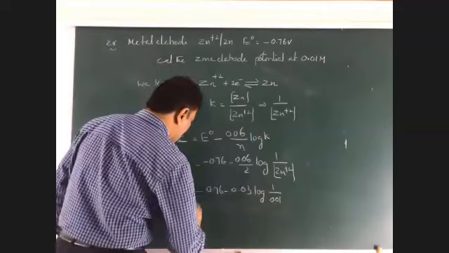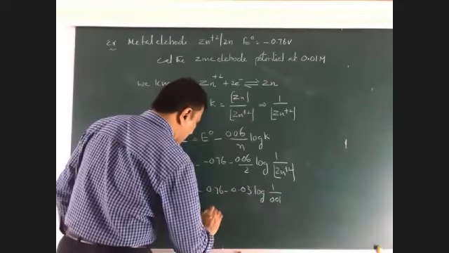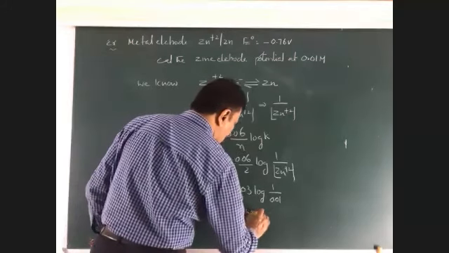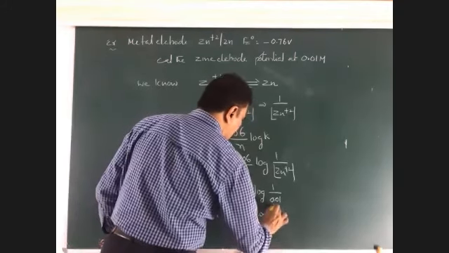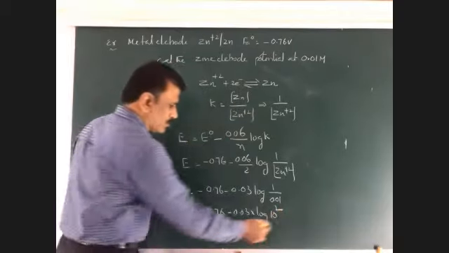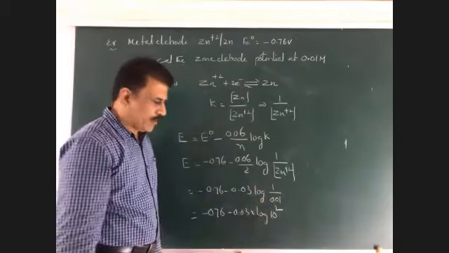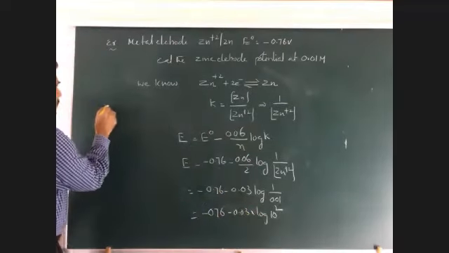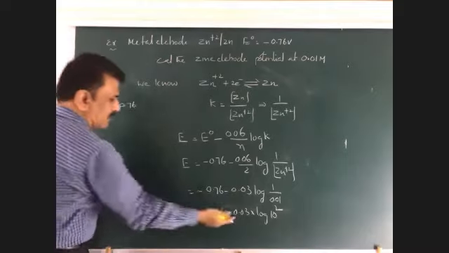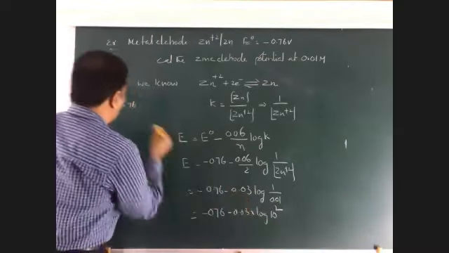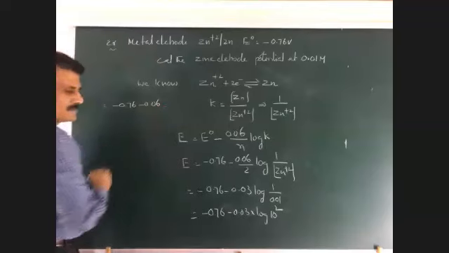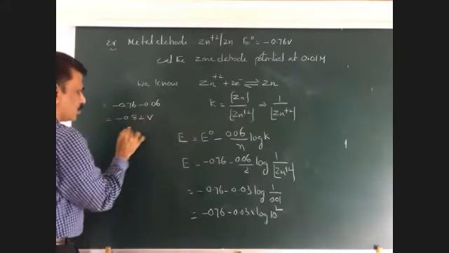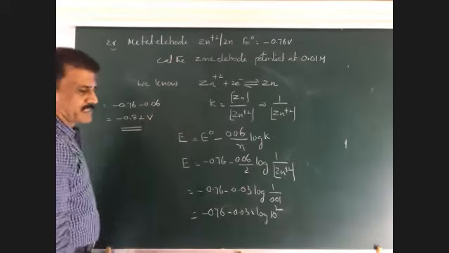So it is simply minus 0.76 minus 0.03 into log 10 power 2. So 2 log 10. Log 10 value is 1. Therefore multiplied with 2, the answer becomes like this. Minus 0.76, this value becomes 2. Therefore minus 0.06, which is equal to minus 0.82 volts. This is the reduction potential.